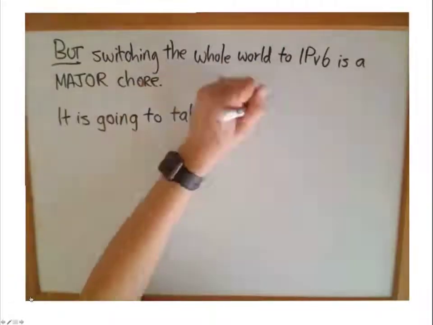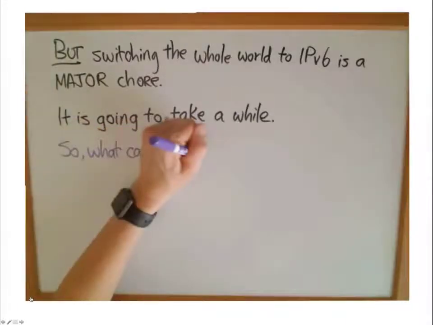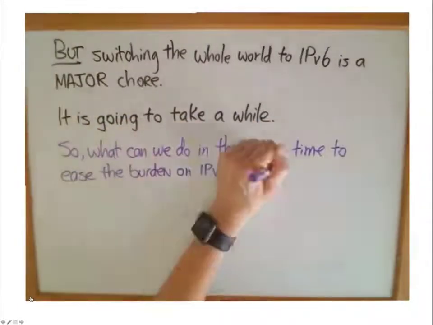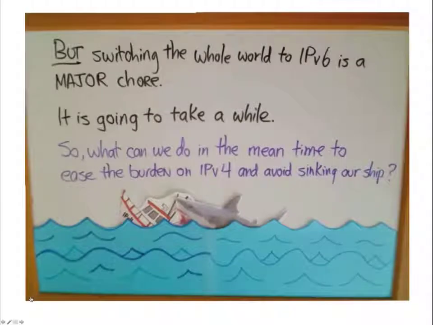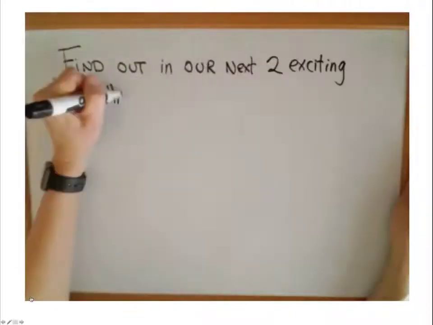But switching the whole world to IPv6 is a major chore. It's going to take a while. So what can we do in the meantime to ease the burden on IPv4 and avoid sinking the ship?